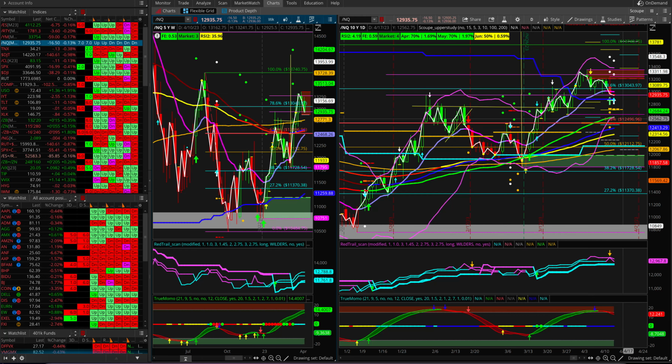And then basically, we get a sell indicator on the daily, which we decide we're either going to sit through or get out until we get a new buy indicator on the daily. And in the meantime, the weekly is still up.